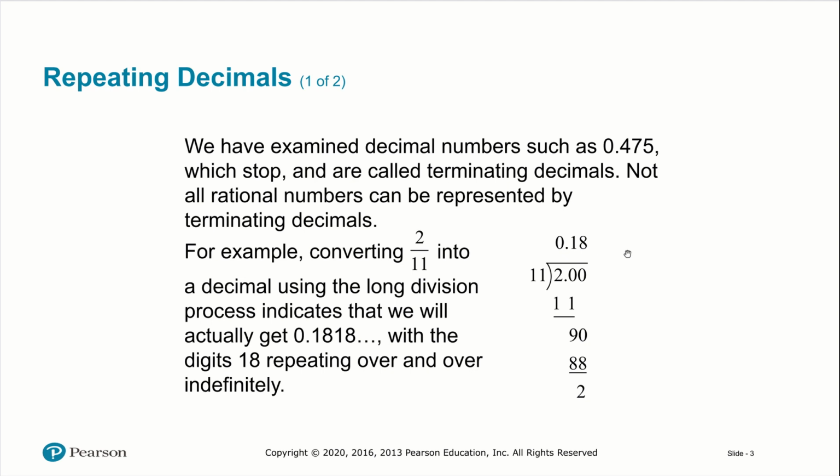So we write that result in the following way. We write 0.18, and instead of writing 181818 several times, because we can't write them all because it goes on forever, we just write 0.18 and then we put a bar on the top of the part that repeats, and the part that repeats will be called the repetend, and the decimal itself will be called a repeating decimal.